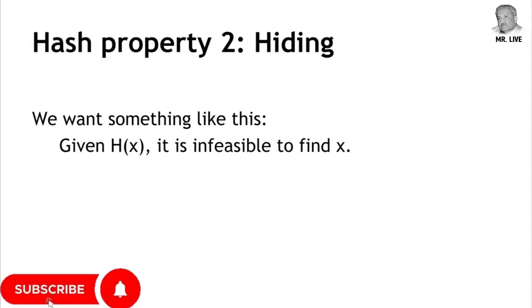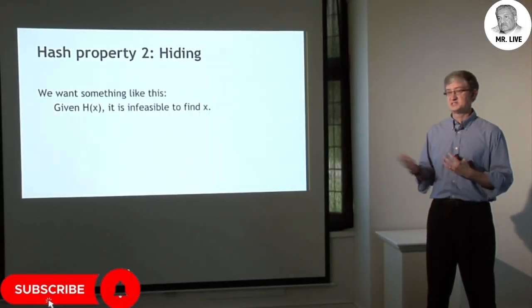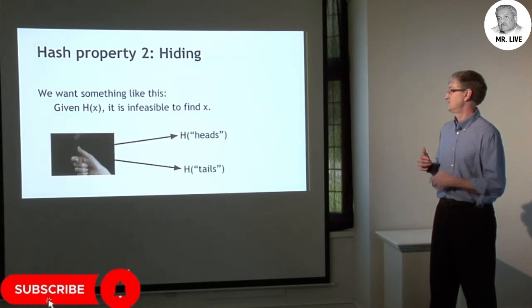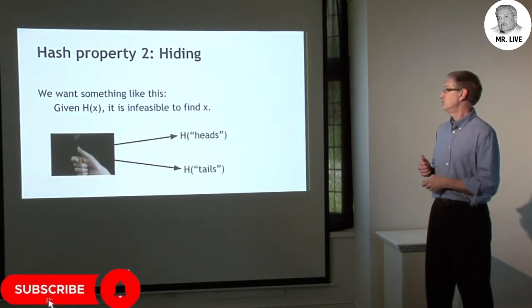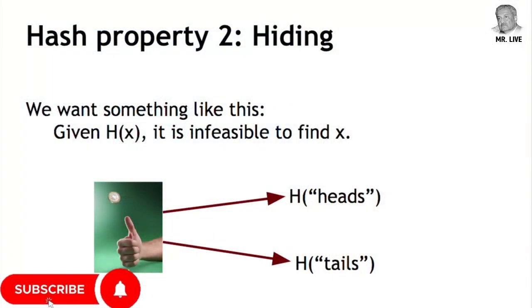And the property that we want is something like this: if we're given the output of the hash function, there's no feasible way to figure out what the input x was. The problem is that this property doesn't exactly hold. And to understand why that's the case, let's look at this example. Here, we're going to do an experiment where we flip a coin, and if the result of the coin flip was heads, we're going to return the hash of the string heads, and if the result was tails, we're going to return the hash of the string tails.